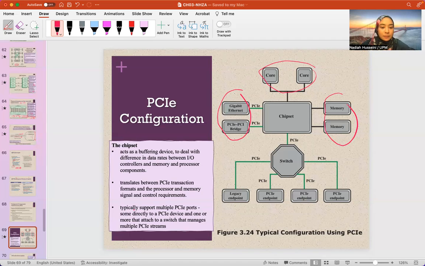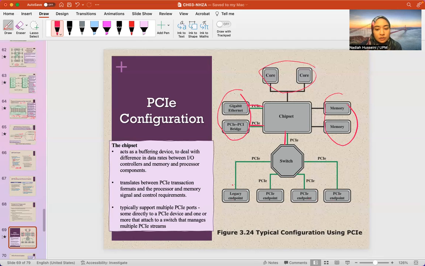The chipset typically supports multiple PCI Express ports. You can see that you have multiple ports over here, some directly to the device itself if the device requires high demand data or high capacity, and some can be connected to a switch for devices that don't require really high capacity. Here you can see that there is a PCI Express endpoint, and here we have a legacy endpoint.